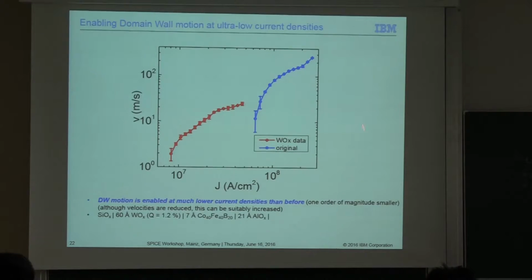One of the technological drawbacks here is that the critical current density for moving the domain walls was very, very high. It's on the order of 10 to the 8 amps per centimeter squared. And by switching to this tungsten oxide layer, we were able to significantly reduce the switching current density of this device. And this is a very exciting prospect for making racetrack memory devices technologically viable.